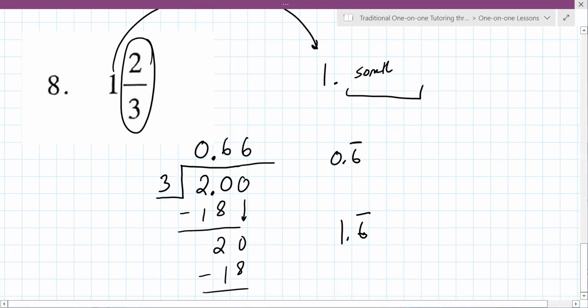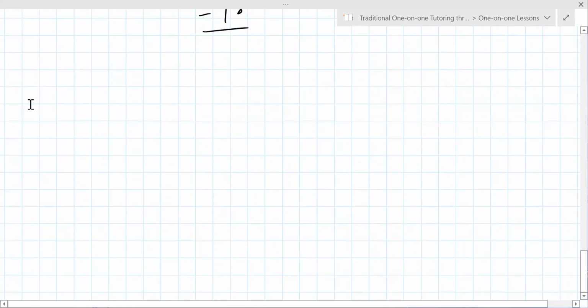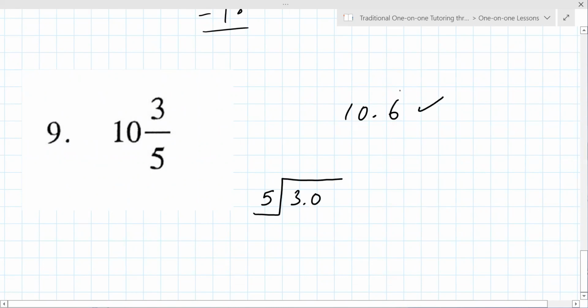All right, so let's do number 9. Okay, so again, the answer is 10 point something, and we get that from the division here. Okay, so it'd be 10.6. Exactly. And there are some shortcuts, once you get to know these.